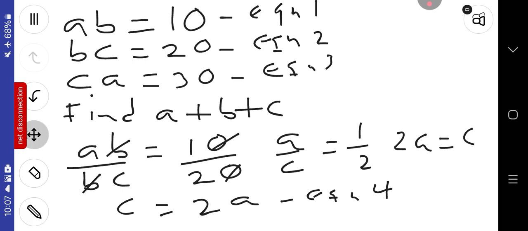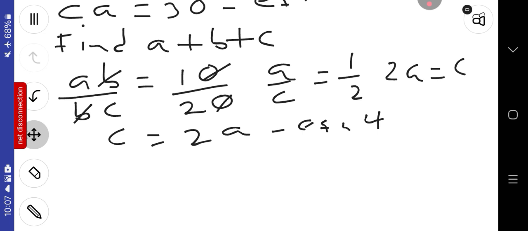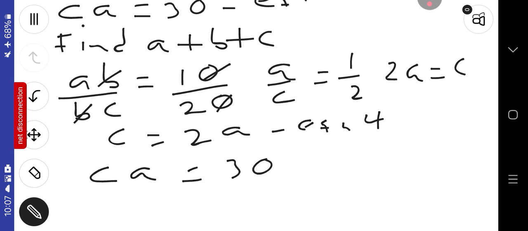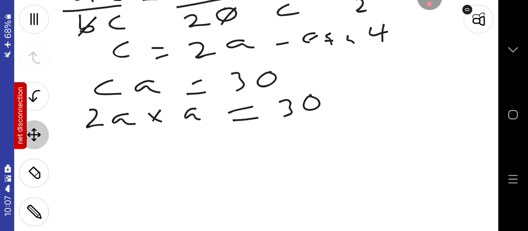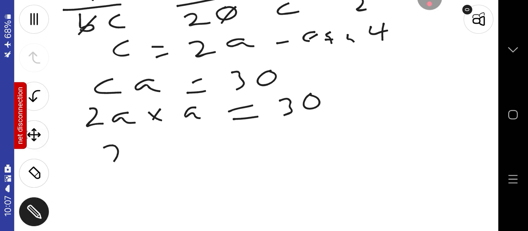So from equation 3, we know that CA is equal to 30. Can you see that? Now let's put equation 4 into CA is equal to 30. So when we see C, we put 2A. So you're going to have 2A times A is equal to 30. This is what we have. So you're going to have 2A squared is equal to 30.